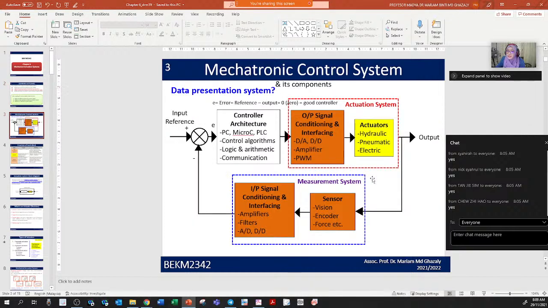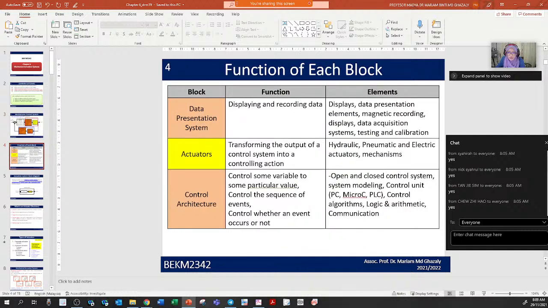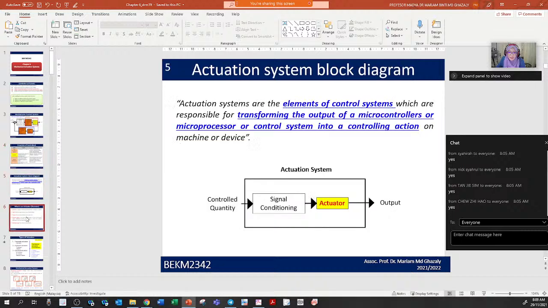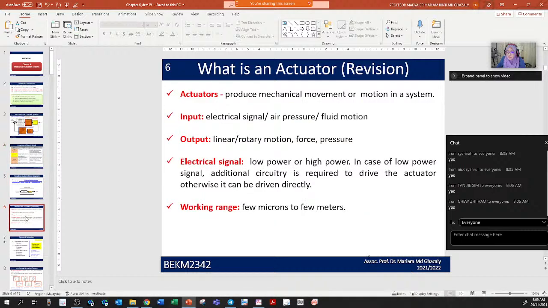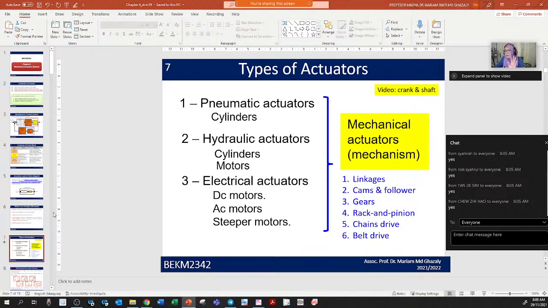So we are still under the actuation system. A block diagram here. So we have covered the sensor, the signal conditioning, and then the data presentation. And now we are going into the finishing part of the actuation system. So we are left with this mechanism, mechanical actuator, and also electrical actuator. So this one you can read on your own. This one I'm going to skip because this is a revision. So now I'm going to directly go to the types of actuator.